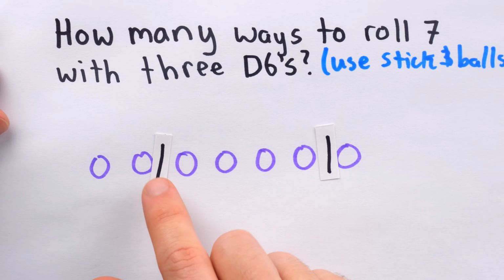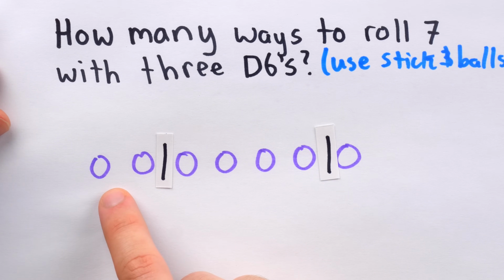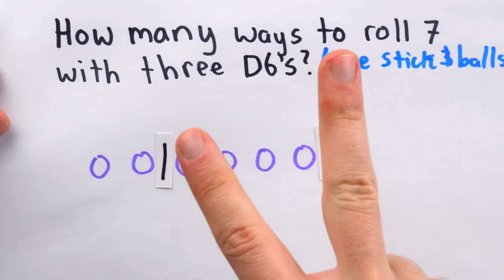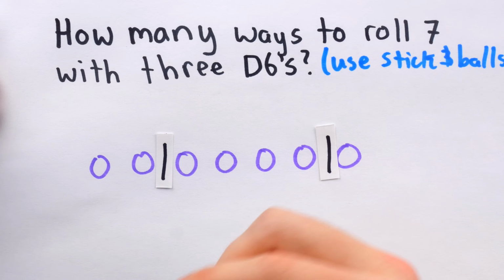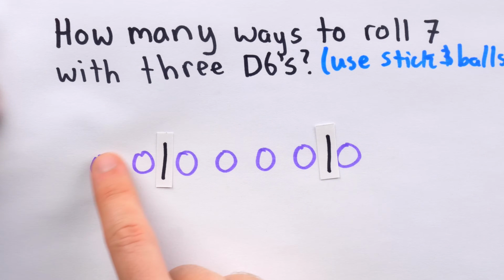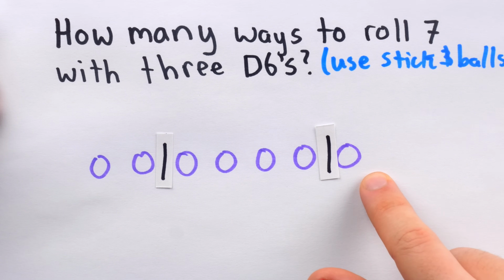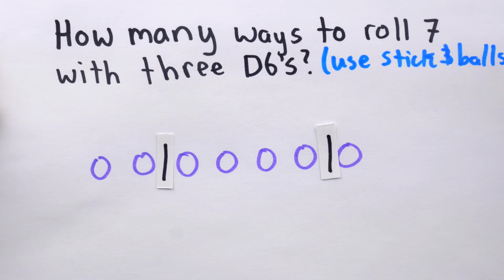Because again, the first stick will specify a number showing on 1 die, in this case 2, but the last stick will necessarily specify the numbers showing on 2 die. So by placing these 2 sticks in this sequence of 7 balls, we see one way that we could roll a 7 with 3d6s. One die could show a 2, the second die could show a 4, and the final die could show 1.